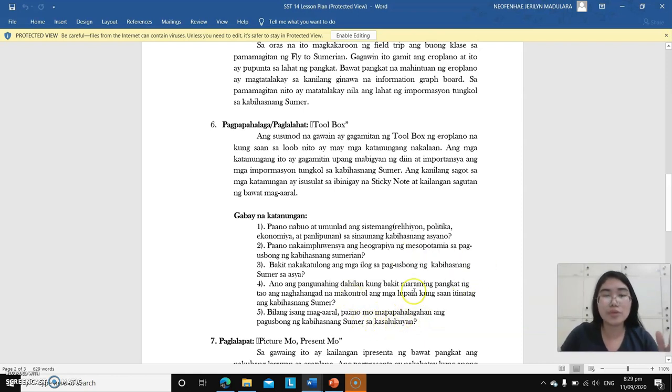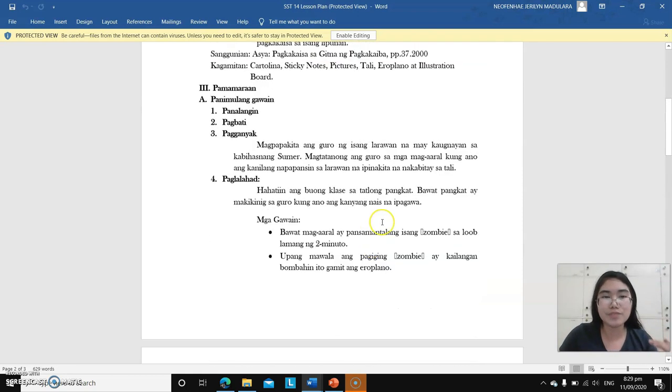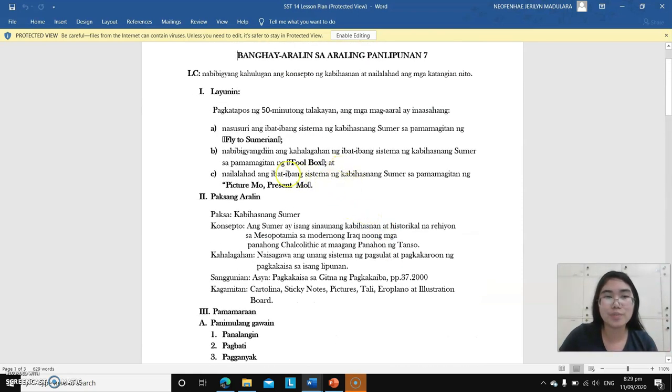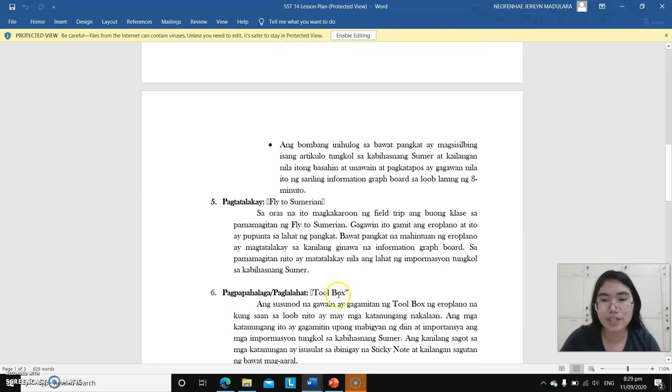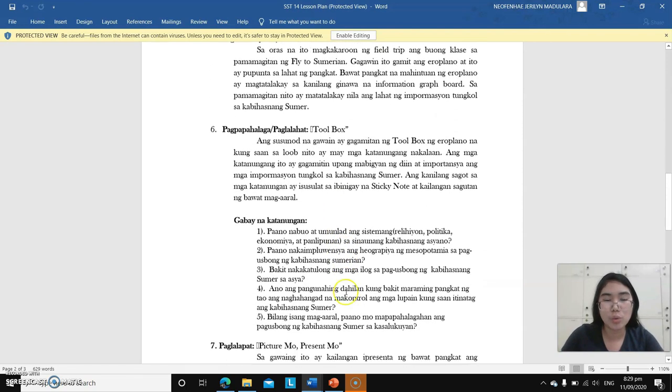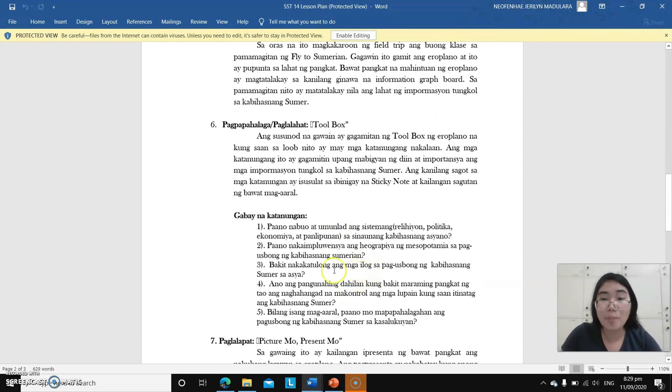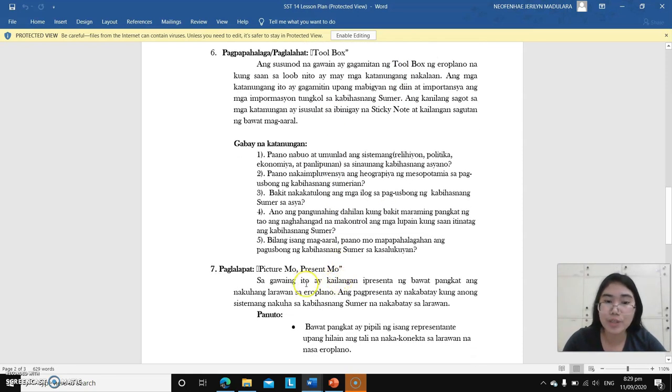So meaning to say, this specific objective letter B is attained through having this activity. Of course, as a social studies teacher, we need to be attentive to technicalities, grammar, punctuation. For instance, in this lesson plan, Asyano, Sumerian, Asya, they are proper nouns, so they should be capitalized. Use capital letter. Okay? Present mo, picture present mo, paglalapat, application.